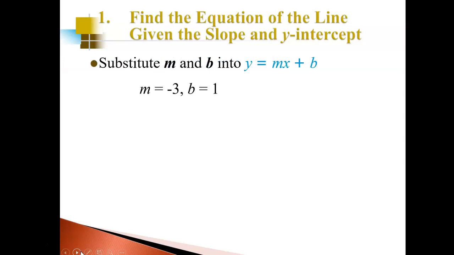Okay, now I want you to give me the equation of the line in slope-intercept form, given a slope and a point. So given the slope and a point, write the equation of the line.